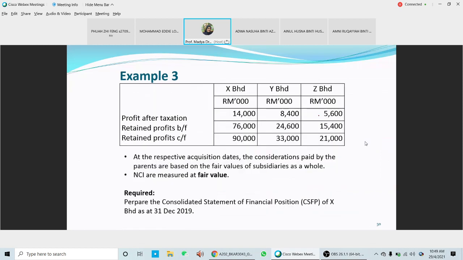Okay, so this is a profit for X and for Y, for Z, and then RE. So be careful with this figure. We're going to use it later. RE carried forward, brought forward.